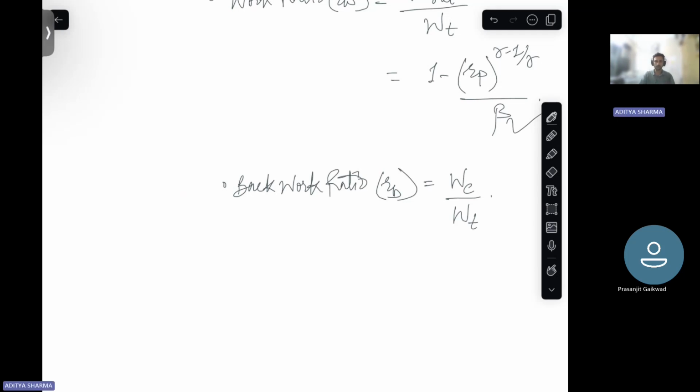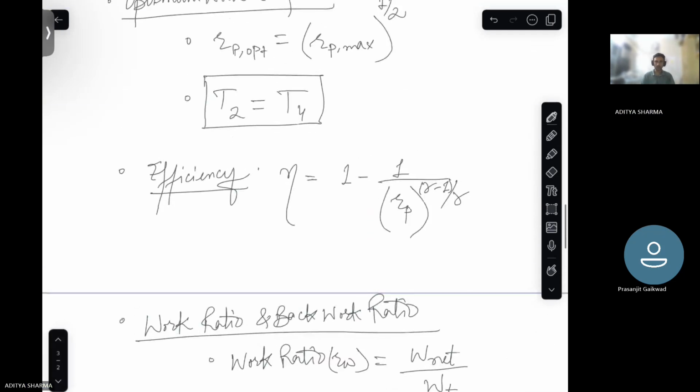Then there are observations. So for observation, this is in the last slide of your lecture 6. If you see your formula for efficiency, it says that if your RP, that is the pressure ratio, increases, then the second term will reduce. In that case, your efficiency will increase. So with increase in RP, efficiency will increase.